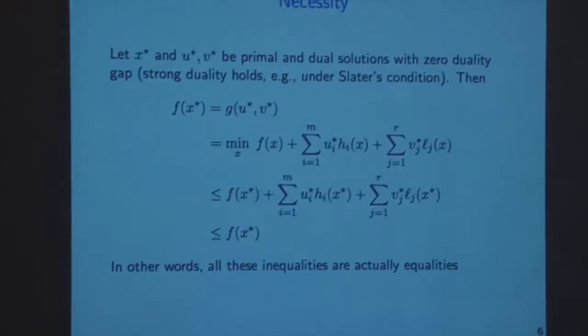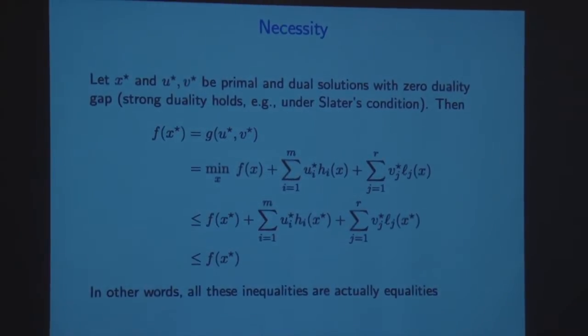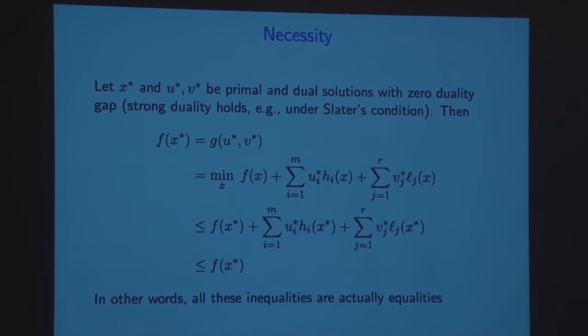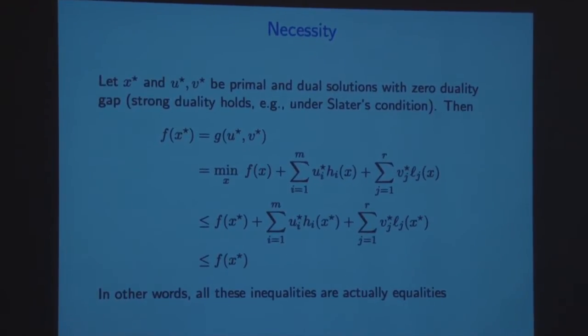So these conditions, we're going to see, are very closely related to optimality, and the arguments for that are very simple. Optimality of x with respect to its own problem, the primal problem, and u and v with respect to their own problem, the dual problem. And we're going to prove each direction.